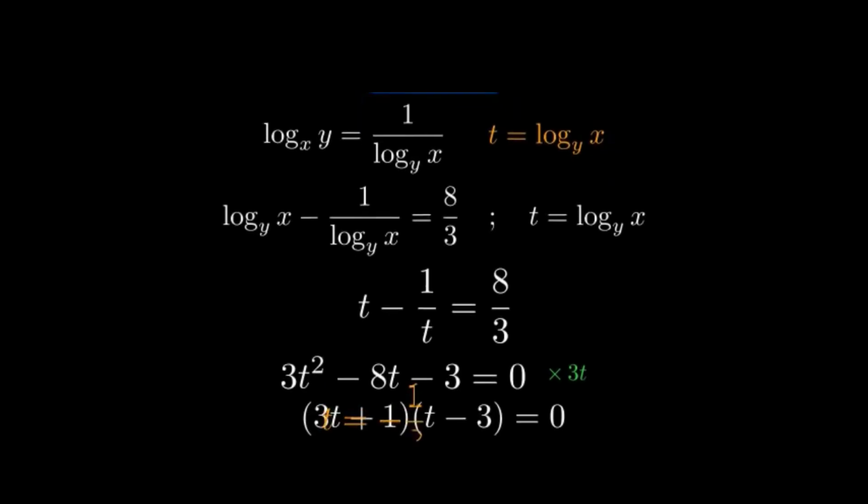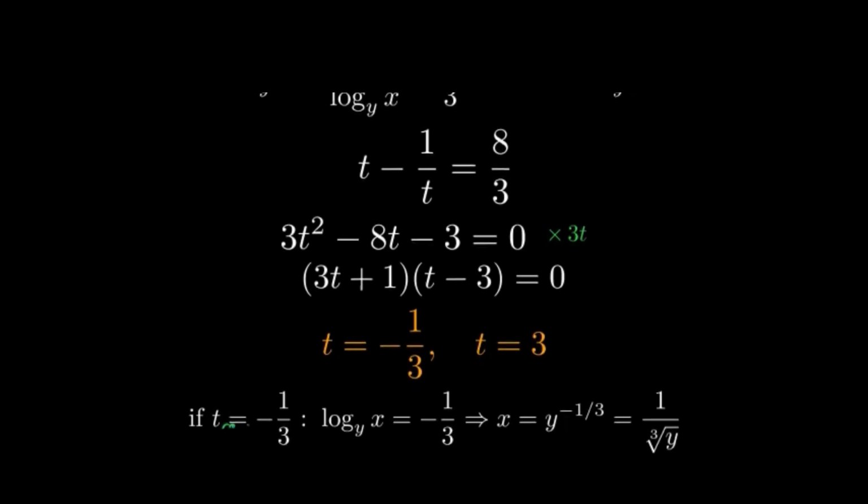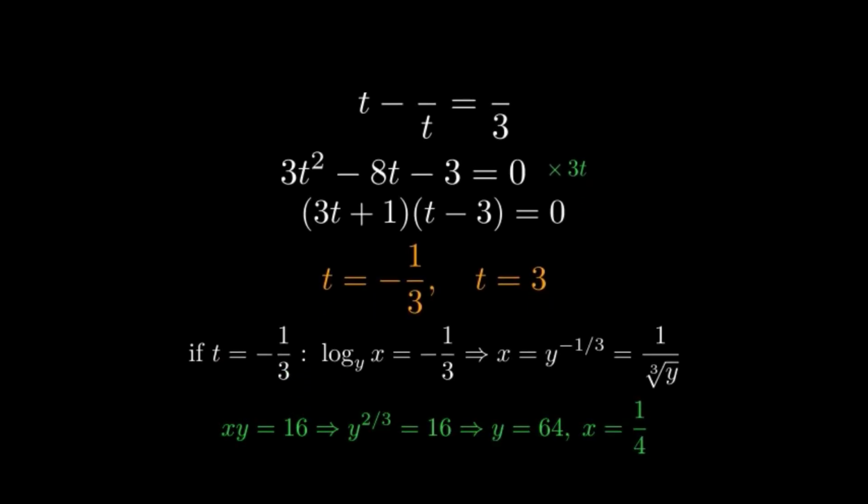Step 5. Solve the quadratic. It factors as 3t plus 1 times t minus 3 equals 0, so t equals negative 1/3, or t equals 3. Step 6. First case, t equals negative 1/3. Then log base y of x equals negative 1/3. Convert to exponential form: x equals y to the power negative 1/3, which is 1 over the cube root of y. Substitute into xy equals 16. That gives y to the 2/3 equals 16. So y equals 64 and x equals 1/4.